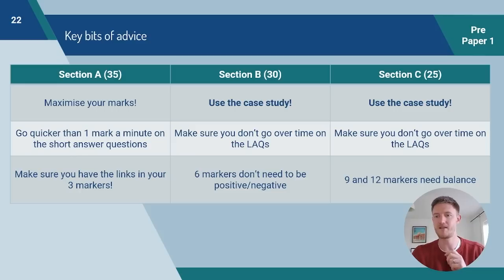For B and C, the advice is pretty much the same really. Use the case study. Make sure you use the case study. Really, really important skill. Make sure you don't go over time on your long answer questions. So think when you're doing your 9 markers, I want to be spending no more than 10 minutes on this. Same for your 6 markers. And then lastly, your 6 markers don't need to be positive and negative. Your 9 and 12 markers do. They need balance. They also need conclusions.